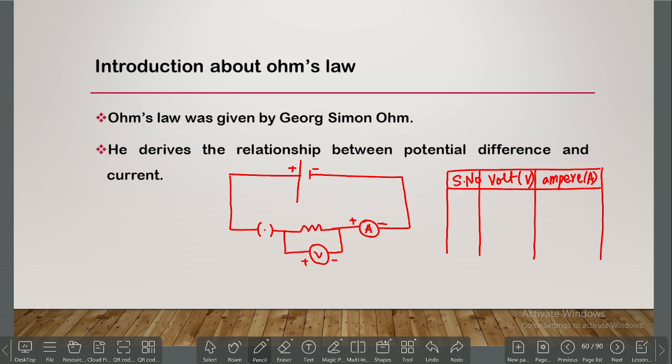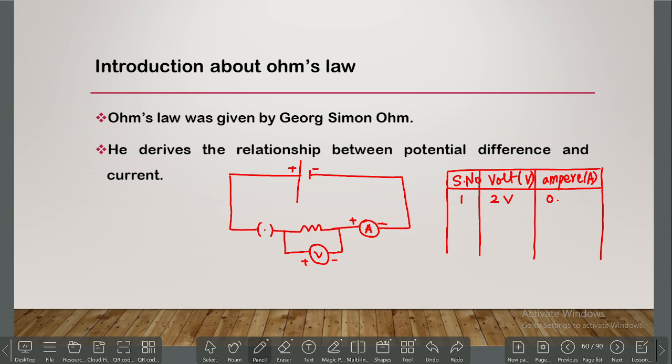Clear? So initially, based upon the given connection, he is noting down the reading shown in the voltmeter as well as the reading shown in the ammeter. Voltmeter is used to measure the potential difference, whereas ammeter is used to measure the current. In the first observation, he notes that the potential difference created across the ends of the conductor is, for example, 2 volt, and simultaneously he notes the reading in the ammeter.